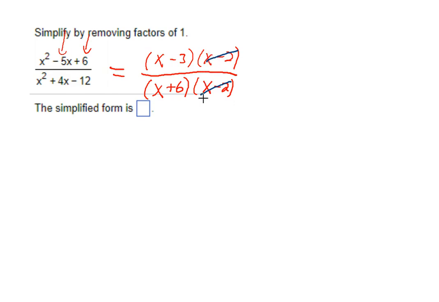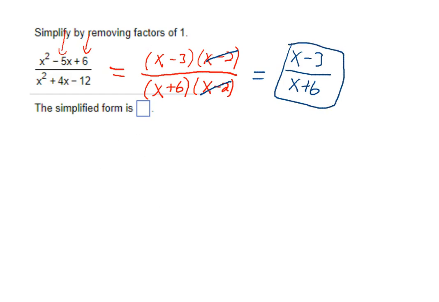I'm not individually canceling out the x's or canceling out the 2's. It's all or nothing. Either the whole factor cancels out or nothing of it cancels out. What I'm left with is an x minus 3 on top, which I don't need parentheses around anymore, and an x plus 6 on the bottom.